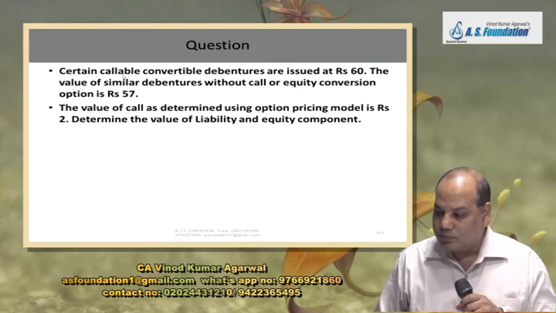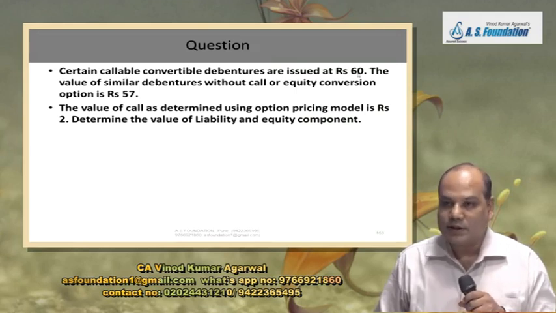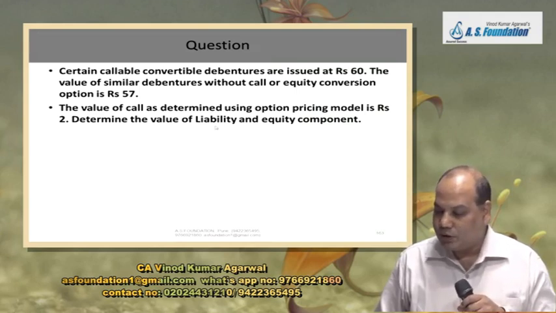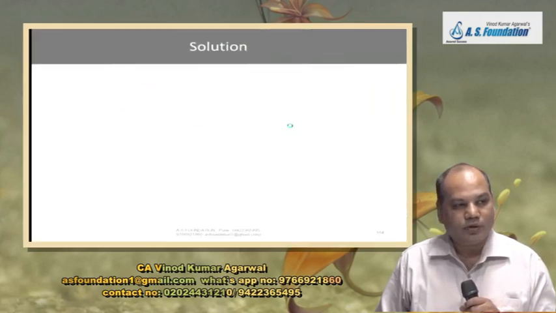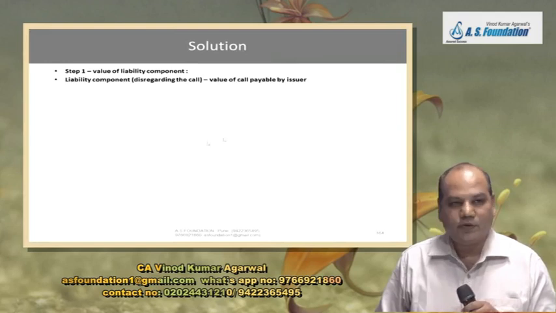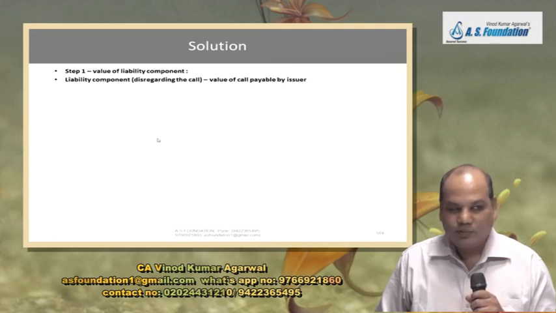And the total value of this callable instrument is 60. So can you find out the value of the equity component? 5 rupees. Just for this much effort, you'll get 4 marks. Okay. But then you have to know the format.